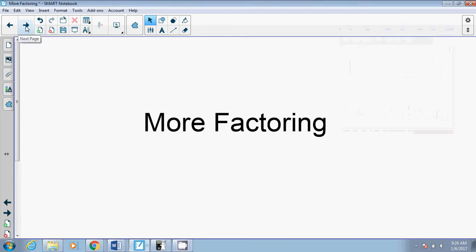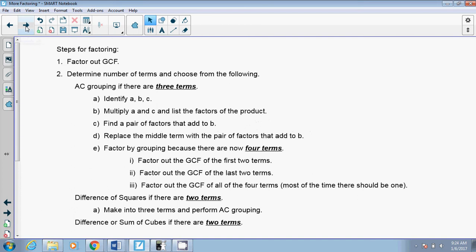This video is going to cover more factoring techniques. So our steps for factoring don't change. First thing we need to do is pull out the GCF, the greatest common factor. Then we need to determine the number of terms and choose the appropriate method.